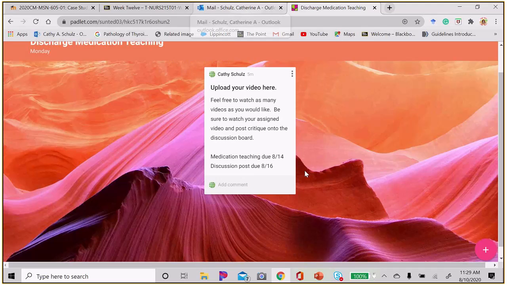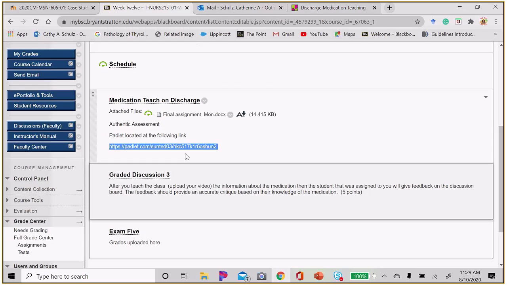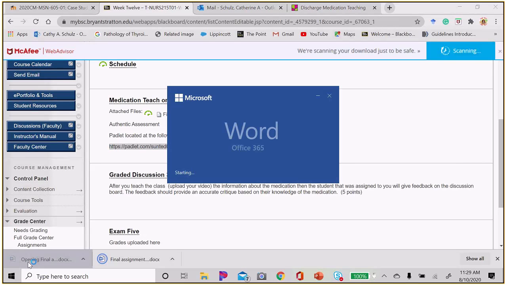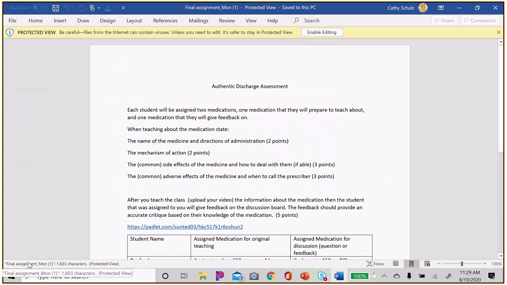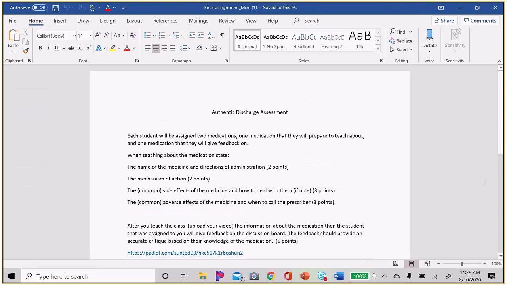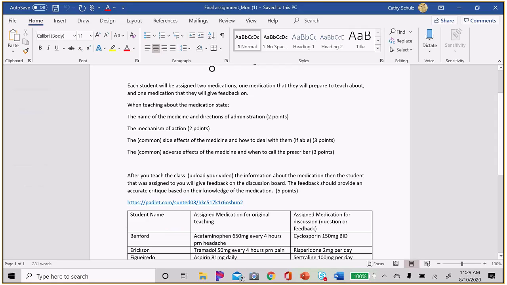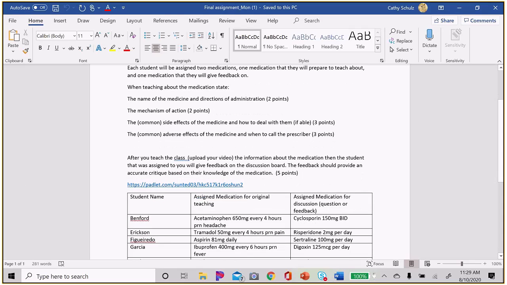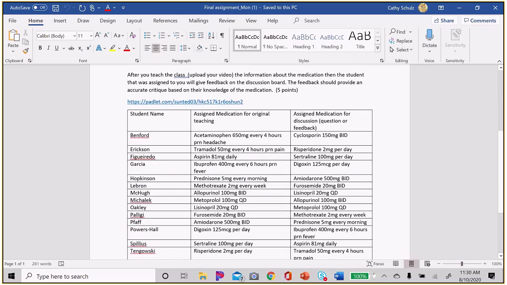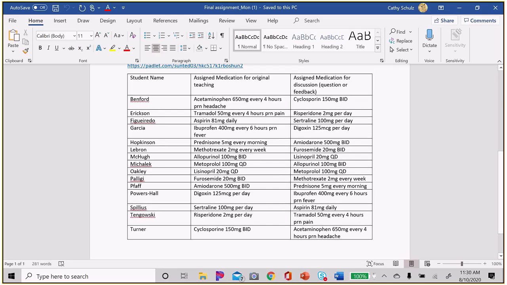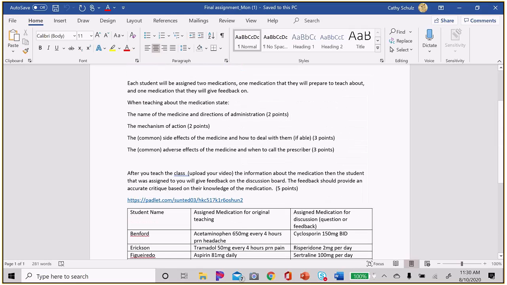So if you want to know what medications you were assigned, I can show you that. If you go in here, each student is assigned 2 medications. One medication is what you will teach about, and one medication you will give feedback on. So on our Padlet site, whatever medication you were assigned, you can see yourself on this list. The first column is assigned medication for original teaching.